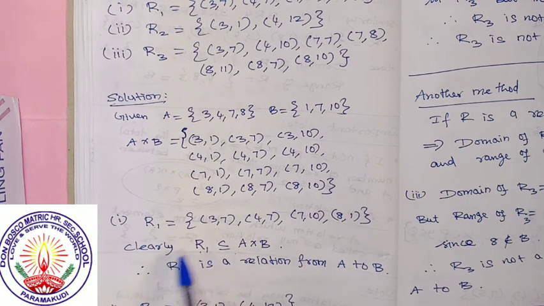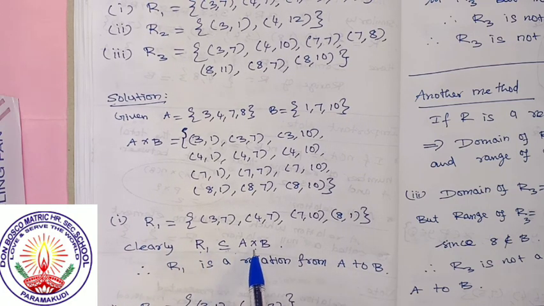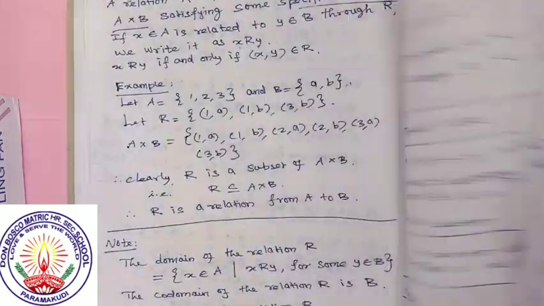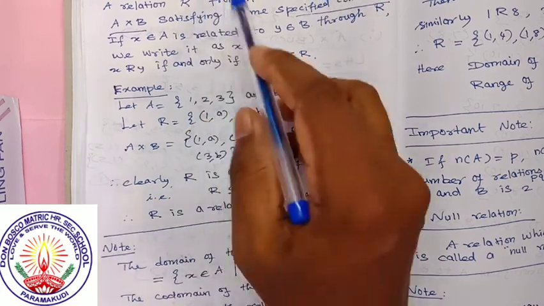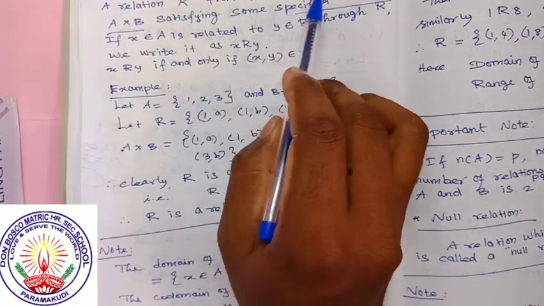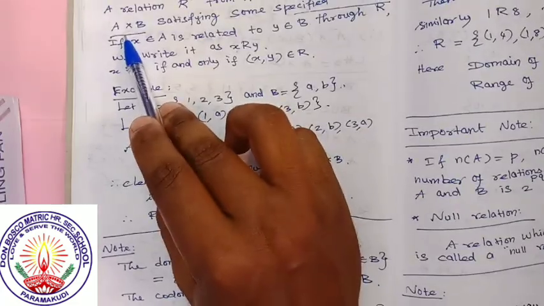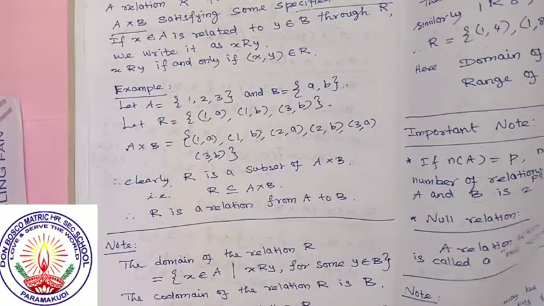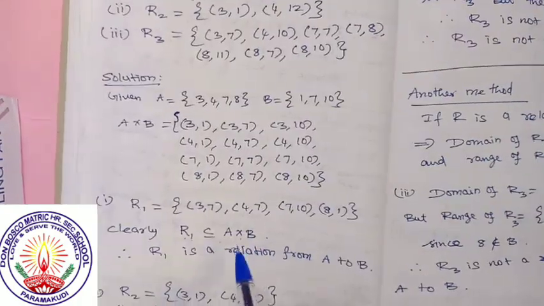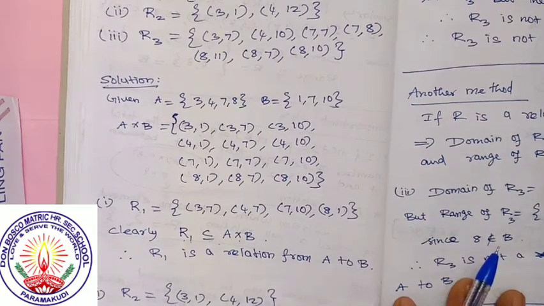So R1 is a subset of A cross B means it is a relation, because our definition is: R is said to be a relation if it is a subset of the Cartesian product. Relation R from A to B is a subset of the Cartesian product. Here it is a subset of the Cartesian product A cross B. Therefore, it is a relation.